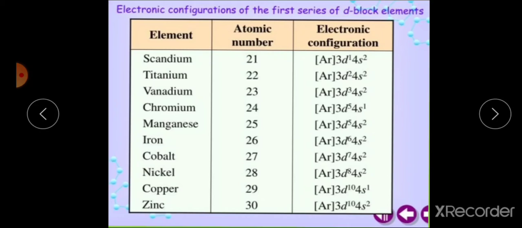have incompletely filled d orbitals in the elementary state or in any of their oxidation states. The electronic configuration of zinc is argon 3d10 4s2. It doesn't have incompletely filled d orbitals. That's why it is not considered a transition element. The common oxidation state of zinc is +2. It has filled 3d10 orbitals. Zinc +2 has 3d10 orbitals. That's why it is not considered a transition element.